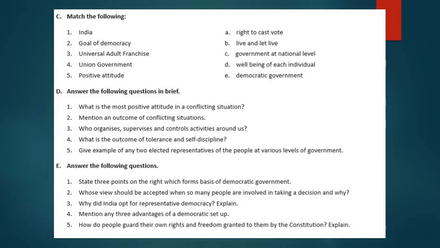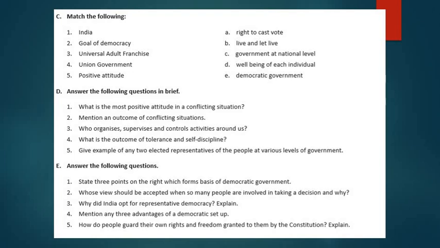Union government, that is the government at national level. Union government at national level, that is C. And positive attitude is live and let live, or Jiyo aur jeene do. India, democratic government; goals of democracy, well-being of each individual; universal adult franchise, right to cast vote; union government at national level; and positive attitude, live and let live. I think it is clear.